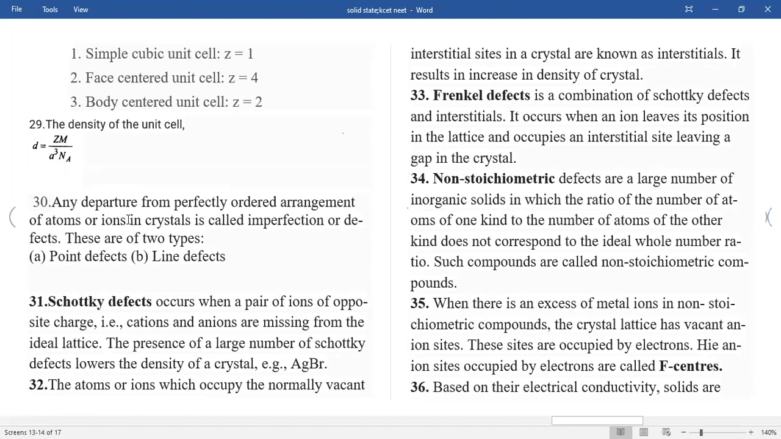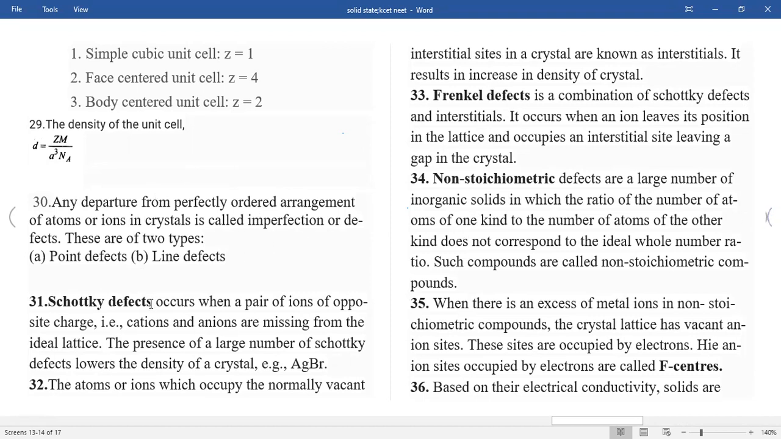Okay, next point is, any departure from the perfectly ordered arrangement of atoms or ions in a crystal is called imperfection. So there is a regular arrangement of the atoms. If an atom or a line of atoms is removed, that causes the imperfection or defect. So there are two types basically, point defect and line defect. You have only the point defect over here.